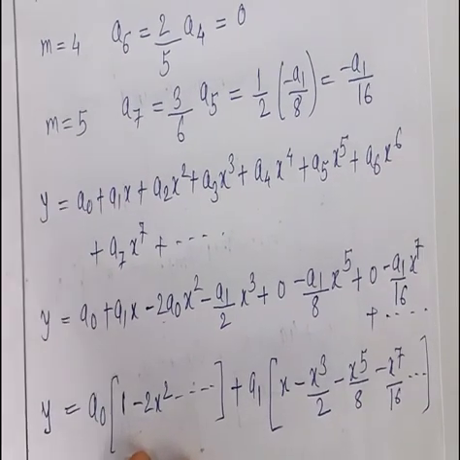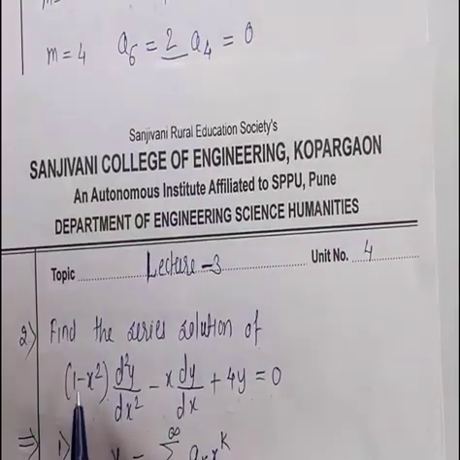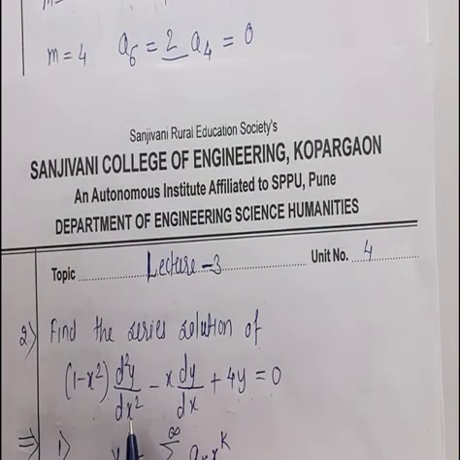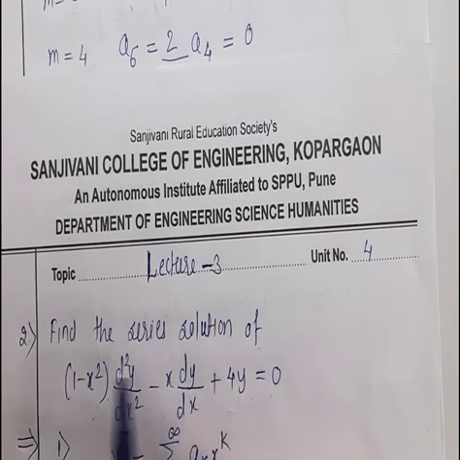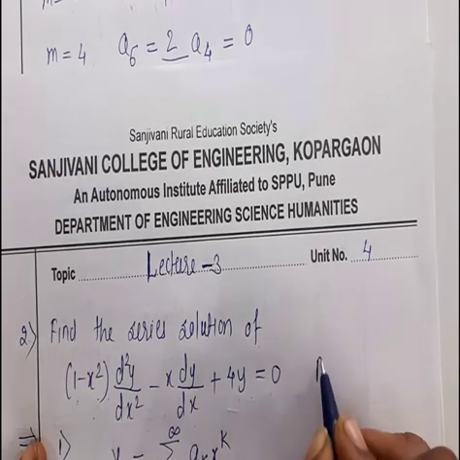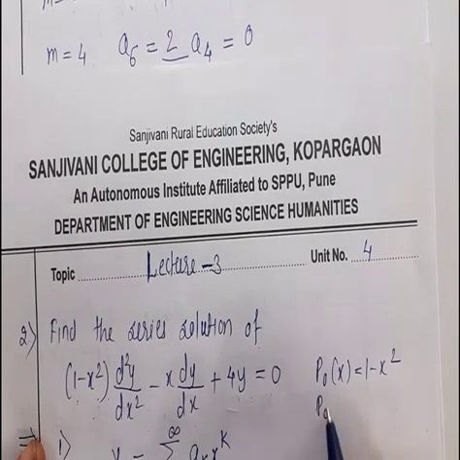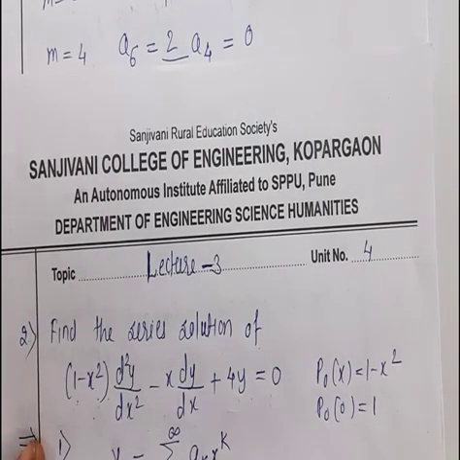And in the first step we have the differential equation: 1 minus x square into d2y by dx square minus x into dy by dx plus 4y is equal to 0. So here we are taking all problems which are for an ordinary solution at x equal to 0. So the ordinary point is x equal to 0. If you observe here, p0(x) is equal to 1 minus x square, so p0 of 0 is equal to 1. That's why we have solved this problem by using this method.